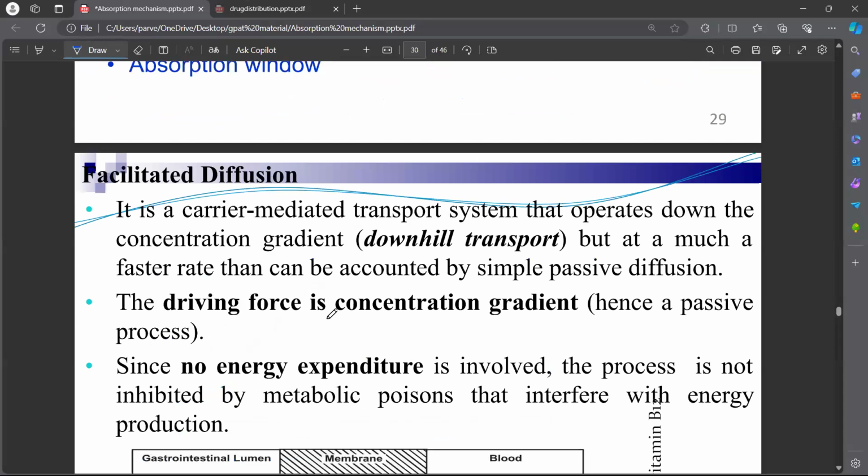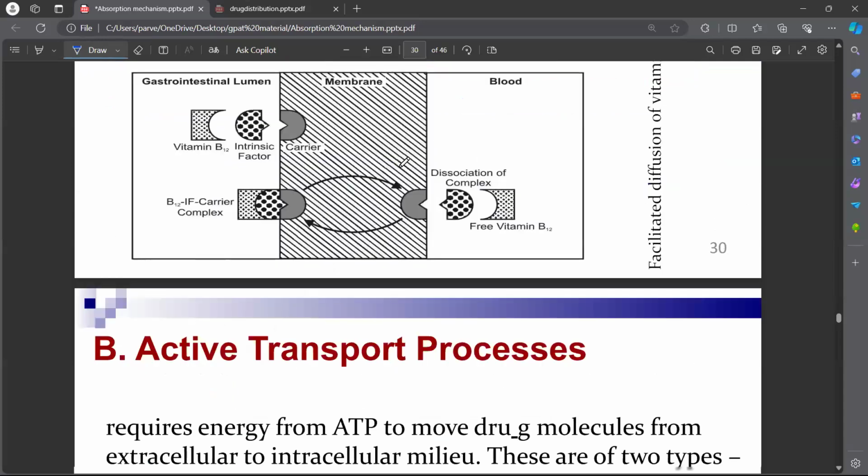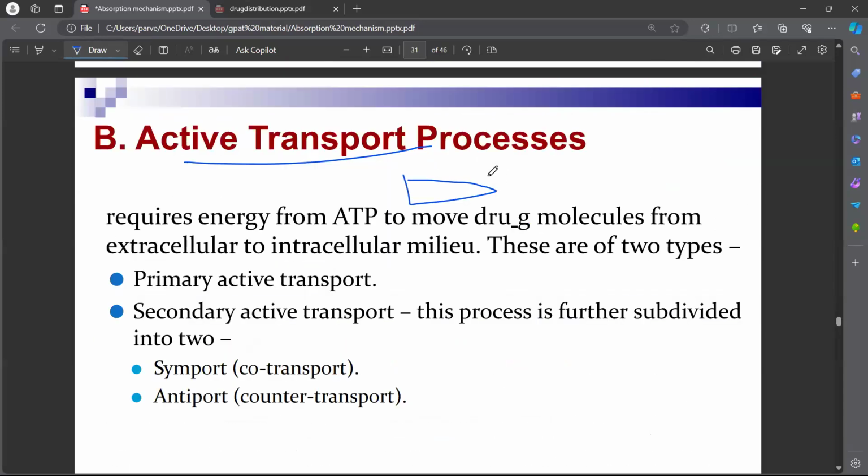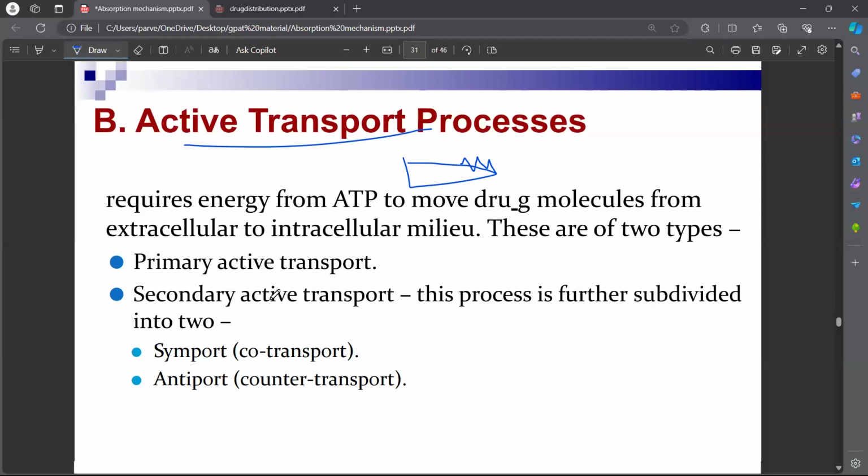Next, coming to active transport, it is basically uphill transport. Whenever we try to climb a hill, we require more energy. But when coming down the hill, by sliding we can come down without requiring any energy. So here the concept of uphill and downhill transportation comes in. It can be primary and secondary.